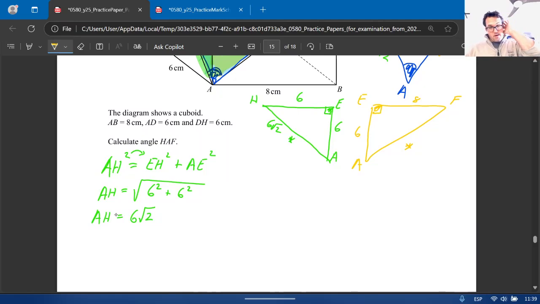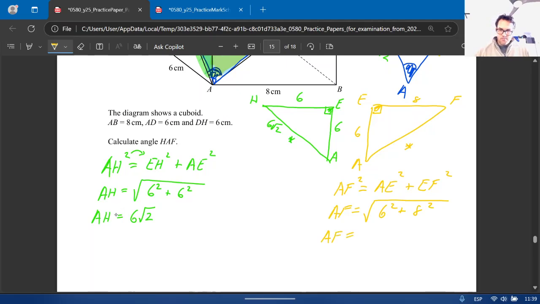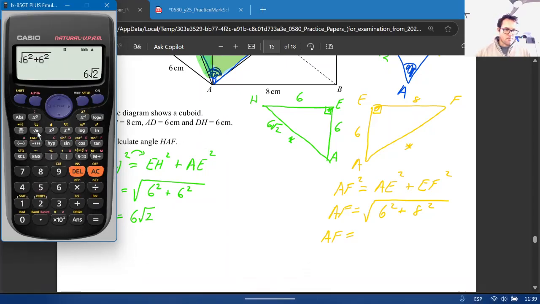So we do the same thing we just did. Okay, this is great news. Let's do it over here. So AF squared equals AE squared plus EF squared, which means AF, get that square over to the other side, is the square root of 6 squared plus 8 squared. Let's see what that pops up for us.